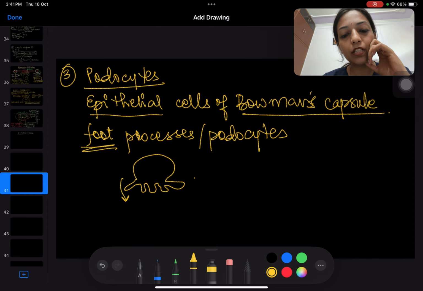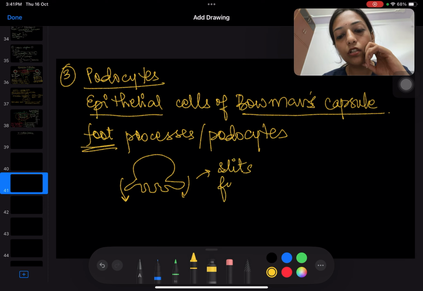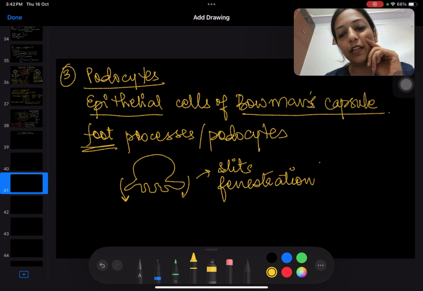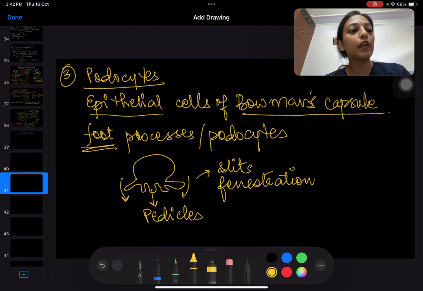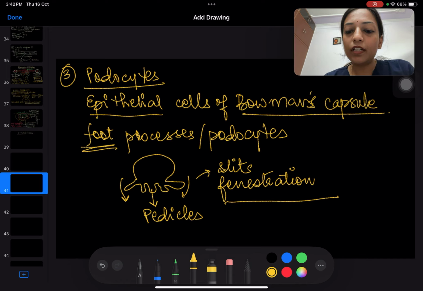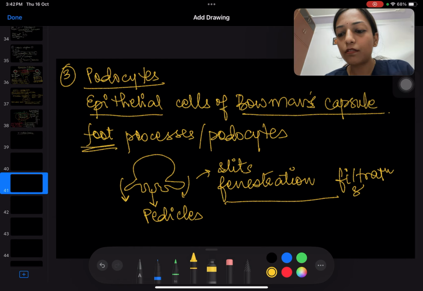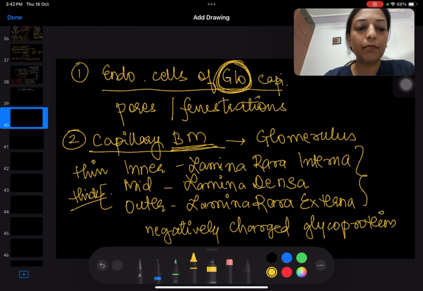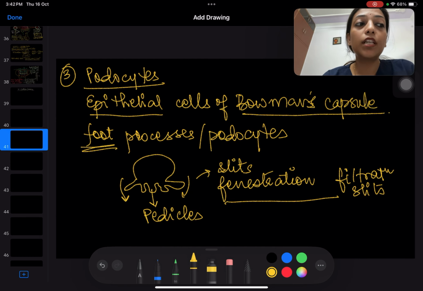The place that stays between these are known as slits, fenestration slits. From here the actual ultrafiltration occurs, right? So these foot processes are also known as pedicles. These form the filtration slits or the fenestration. So 3 layers we know, each of their function we've understood. First one is the endothelial cells of glomerular capillaries, then the capillary basement membrane, and the third layer is the podocytes, which is the epithelial cells of Bowman's capsule.